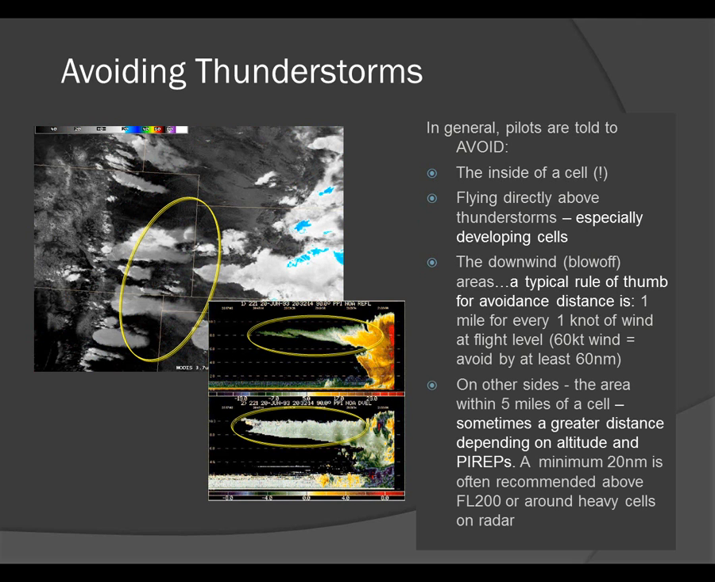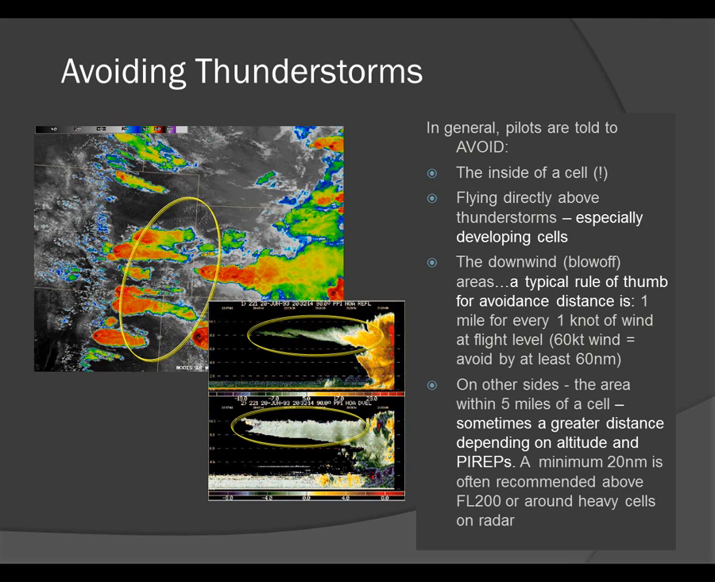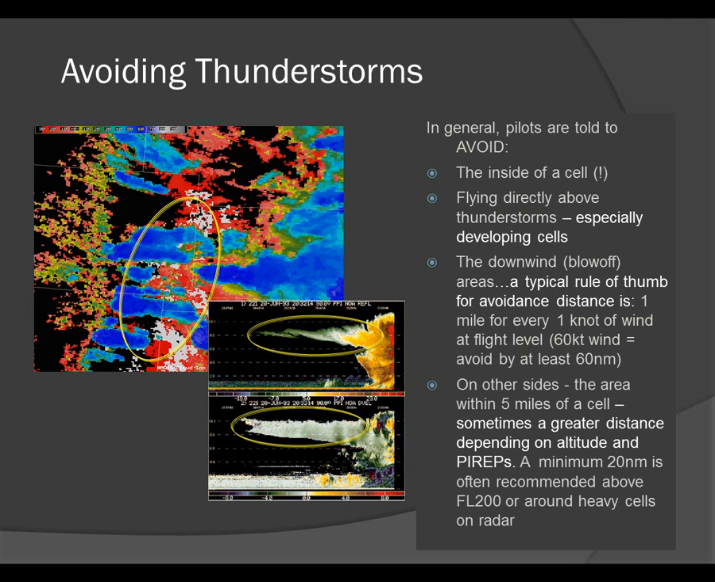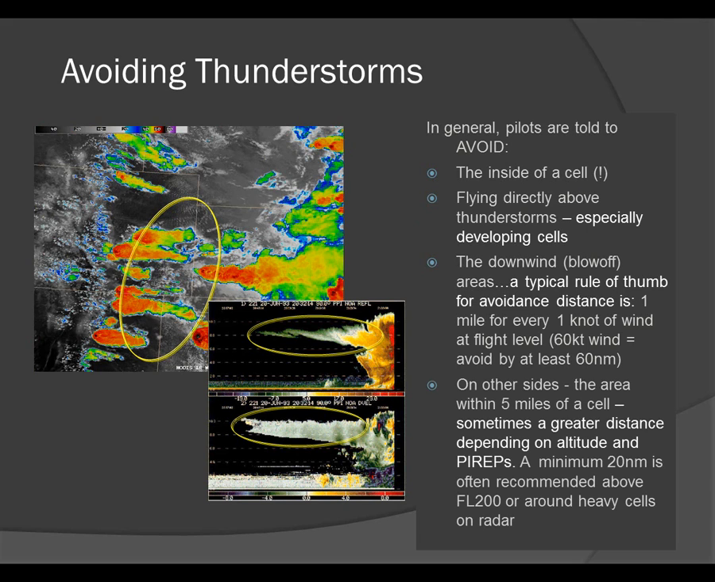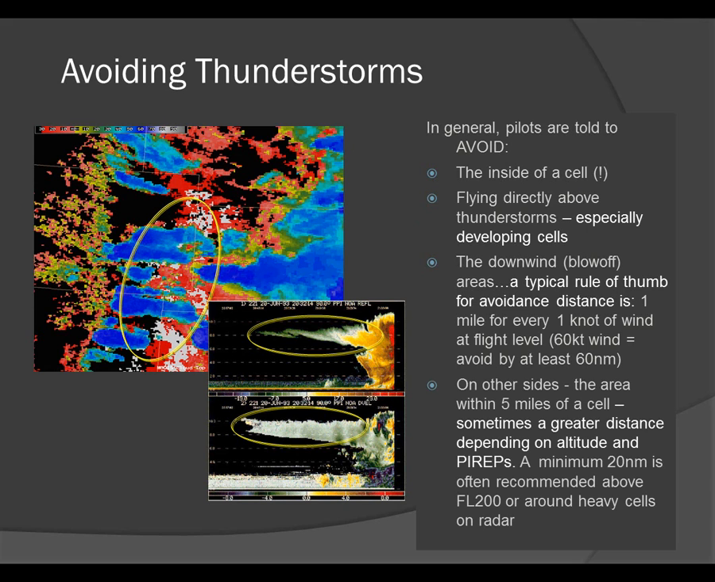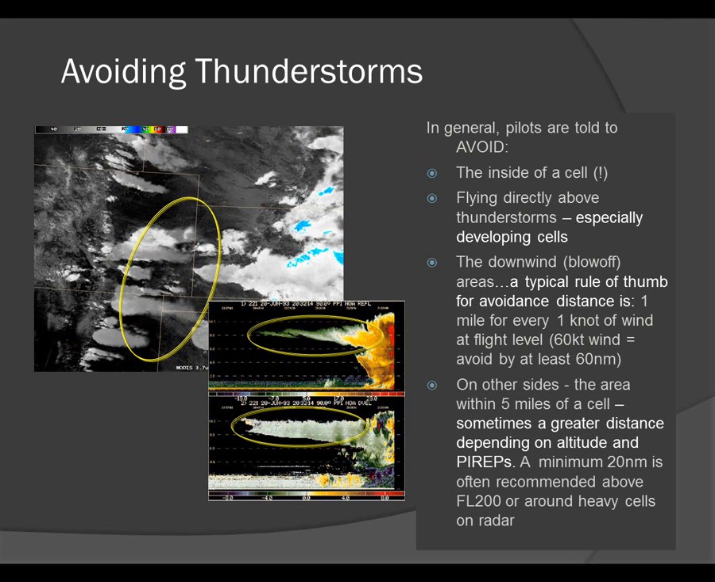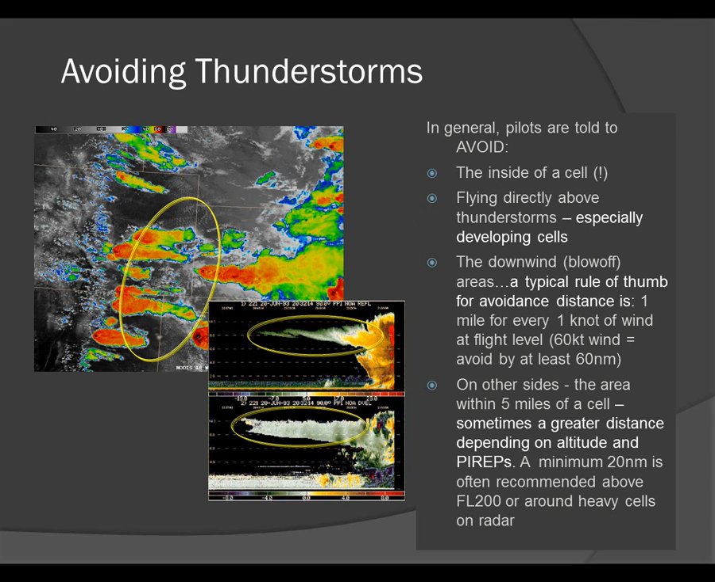On other sides, the area you want to avoid is within 5 miles of a cell, sometimes a greater distance depending upon altitude and the PIREPs. A minimum 20 nautical miles is often recommended when you get above flight level 200 or around heavy cells on radar.